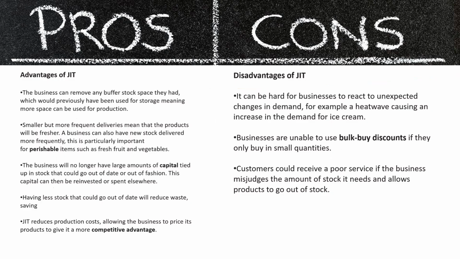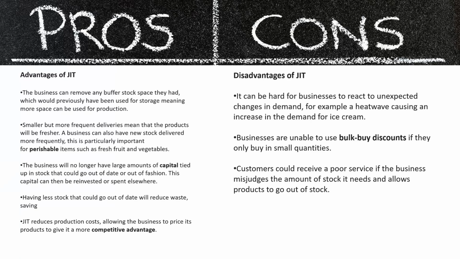So let's talk about some more advantages and some disadvantages of just-in-time stock control. So let's do advantages first. Number one, the business can remove any buffer stock space they had, which would previously have been used for storage, meaning more space can be used for production. Smaller but more frequent deliveries mean that the products will be fresher. So this is a benefit for fresh goods like vegetables, food, that kind of stuff.